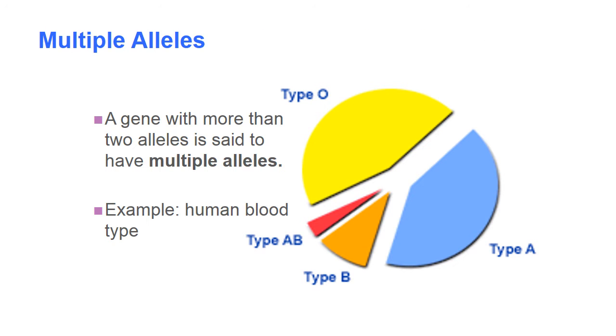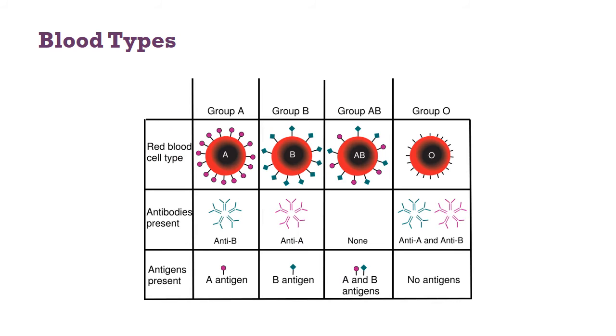The next type will be multiple alleles and polygenic inheritance. So a gene with more than 2 alleles is said to have multiple alleles. The main example that you need to know about is human blood type. There's 4 types of blood. You have type A, type B, type AB, and type O. Alright, so this is what determines what your blood type is.